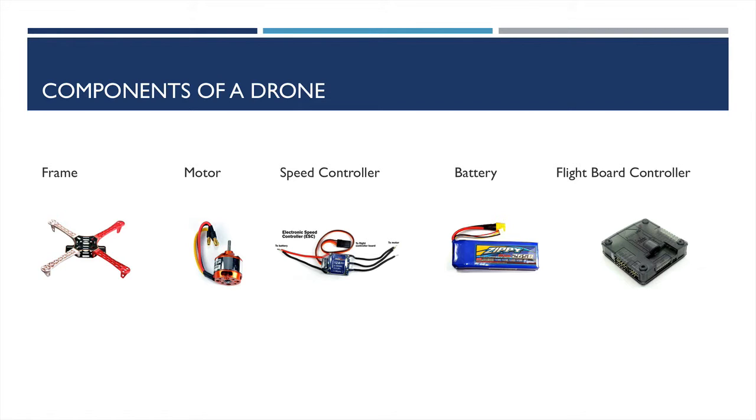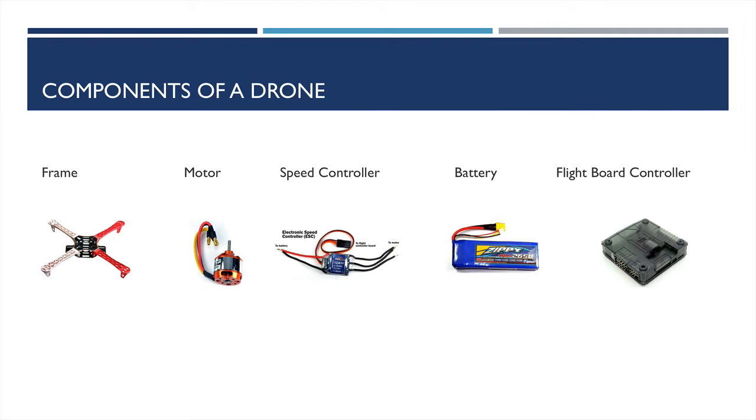The third component is an electronic device called the speed controller. This device gives the proper power from the battery to the motor. Another component is the battery. Batteries in drones are lithium polymer batteries because they are very efficient and lightweight.